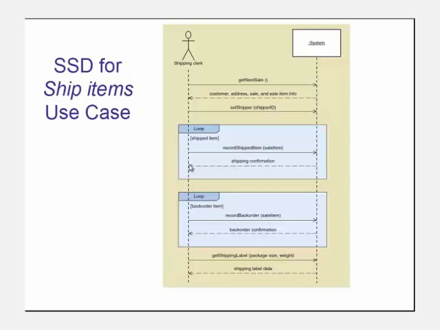Now if an actor is not able to ship one of the items because it's not in stock or some other reason, then there's another loop that says if it's true that an item needs to be back ordered, then record the back order for that sale item, and the system returns back order confirmation. And if there's another item that has to be back ordered, then there's the record back order message again with that sale item, and then another back order confirmation. When we're done with all the back orders, the actor sends the message get shipping label with package size and weight of the entire shipment, and the system will get all the information about that customer and shipping and so forth, and return the shipping label data, which the shipping clerk can use to actually ship the physical package. So that's an example of a use case that uses a couple of loop frames.